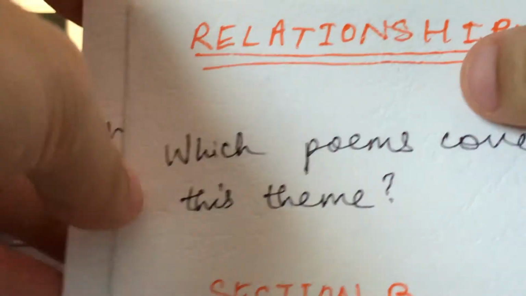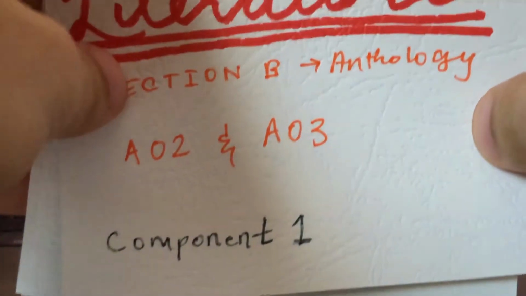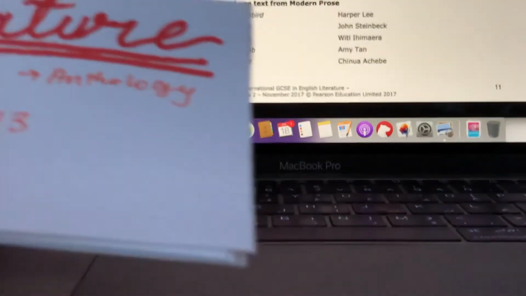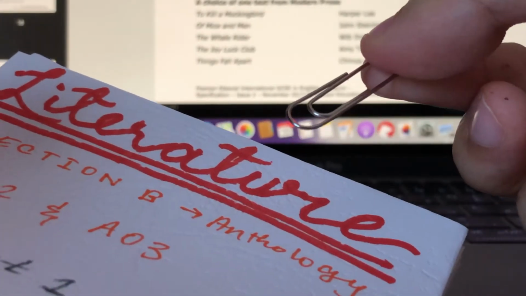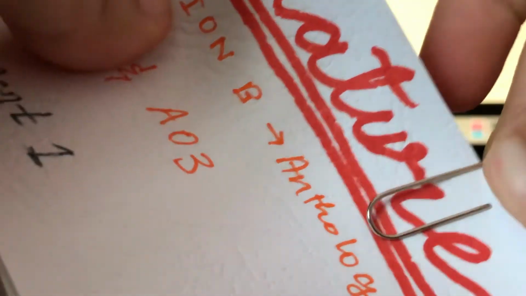So in literature, themes are very important. There are many questions that appear on the basis of themes, such as compare two poems which concern this theme, etc. So those are important. Now I'll just put this paper clip back. That's how I store my flashcards. I just put this paper clip, and yeah.